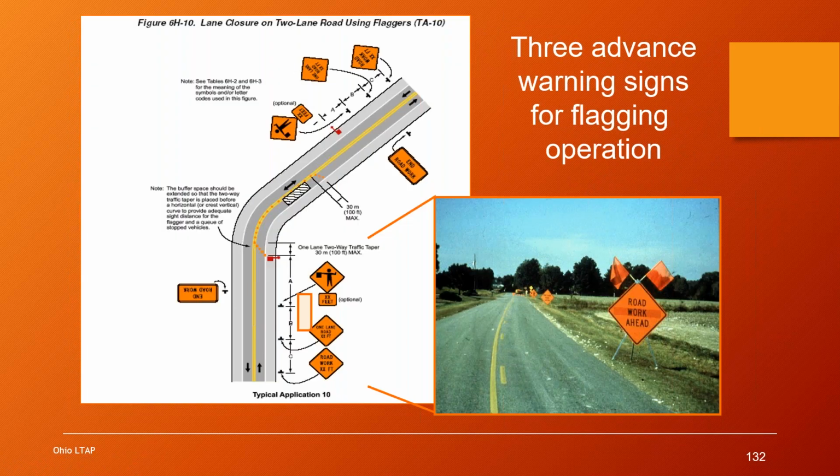So that's a 4-lane divided roadway, and then here we have the 2-lane roadway. And so in this situation, you have your 3 advance warning signs, and they're on the right side of the road only. So this is the typical application number 10 that I was talking about. Somebody had a question about that. So it shows your 3 advance warning signs. It shows the flagger location. It shows a cone taper here, and it has the cones placed throughout the buffer and the workspace. And it has the end roadwork sign at the end.